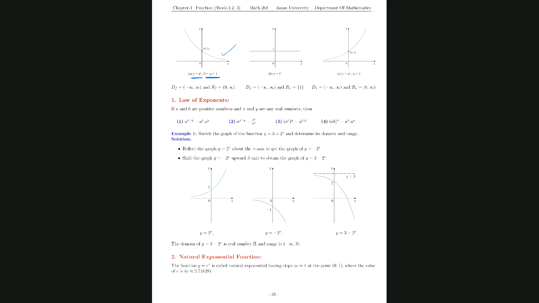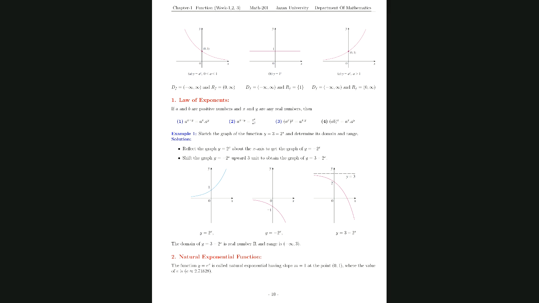From this point here, cutting here, this is 1, and from here to here, it is 1. The point is (0, 1), with x equal to 0 and y equal to 1. This is the graph of the exponential function when a is between 0 and 1.